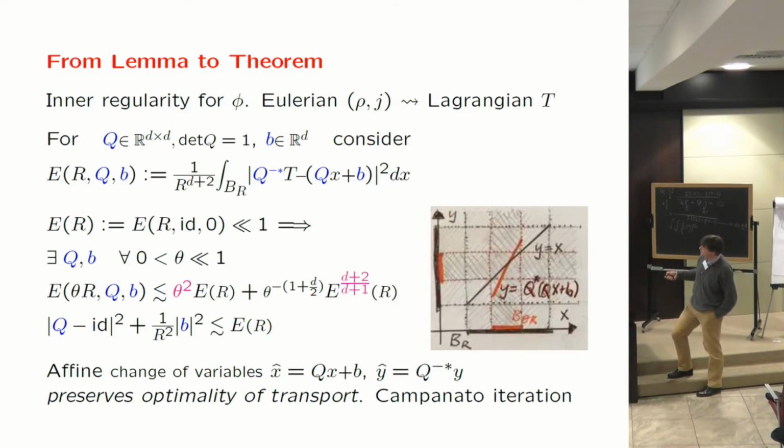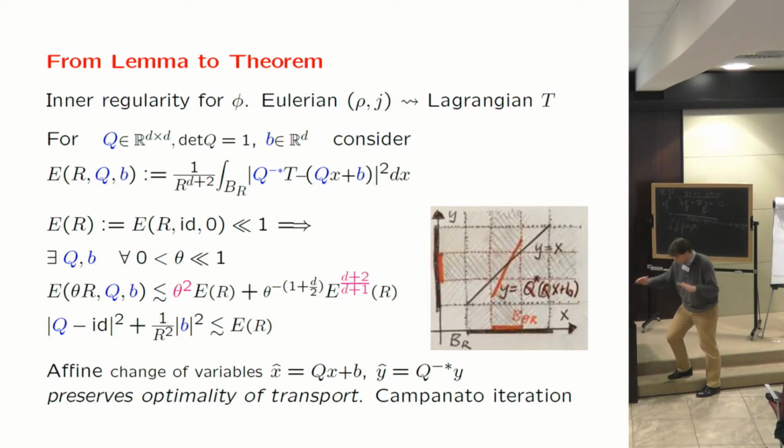If your energy is small on radius r, then for any theta, for any fraction which is very small, the energy on a much smaller radius is even smaller, provided you change coordinates. You introduce this tilt, which is given by the matrix Q and by the shift vector B, in the sense that you get the theta square here, which comes from using regularity on harmonic functions, and you get the superlinear term, which comes here from the right-hand side. And you know that you didn't need to transform much.